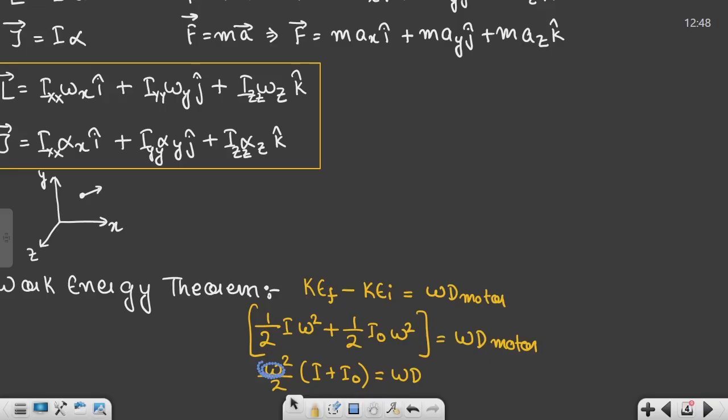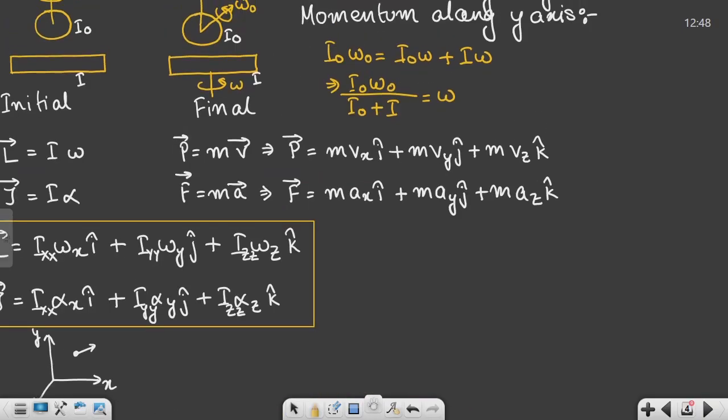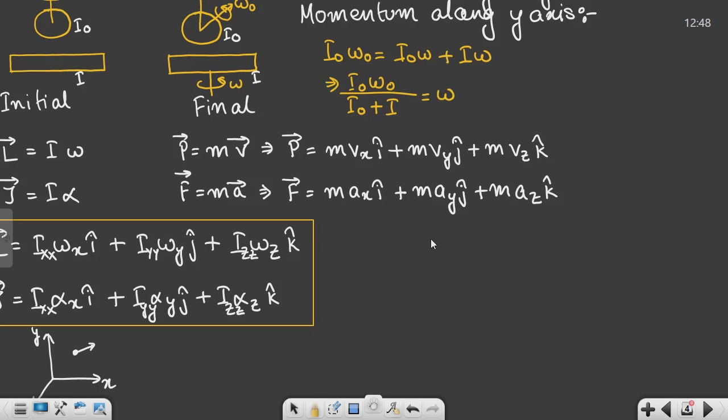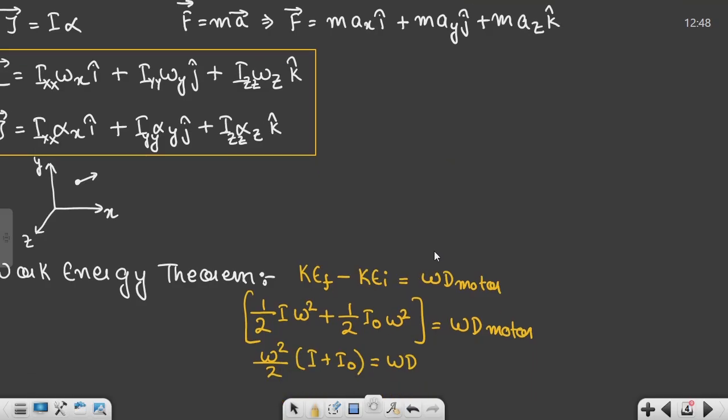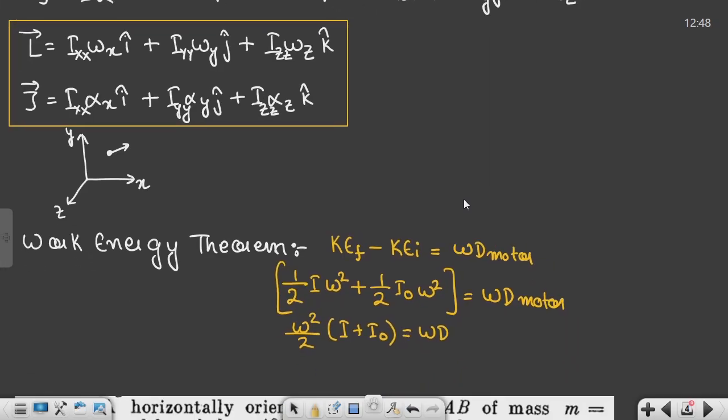Now, what is the value of omega? The value of omega is nothing but we have found out a little bit earlier. The value of omega is nothing but how much? I naught omega naught divided by I naught plus I. So this is nothing but I naught omega naught divided by I naught plus I, whole square, divided by 2 into I naught plus I naught divided by 2. Now this is the value of work done.